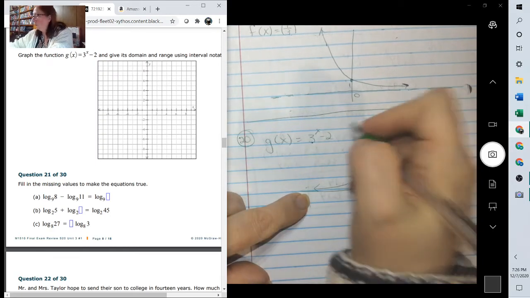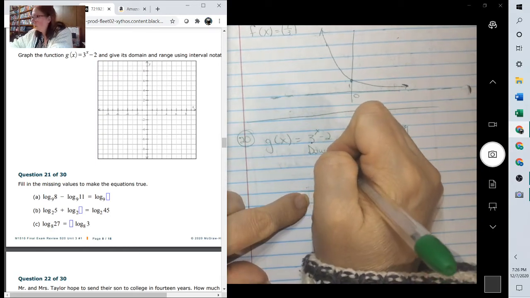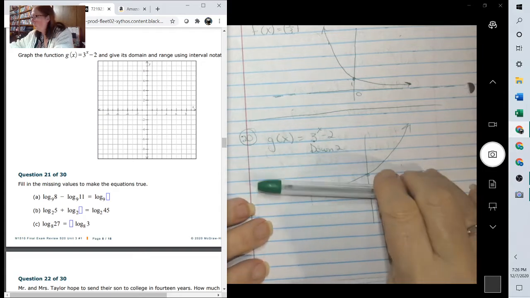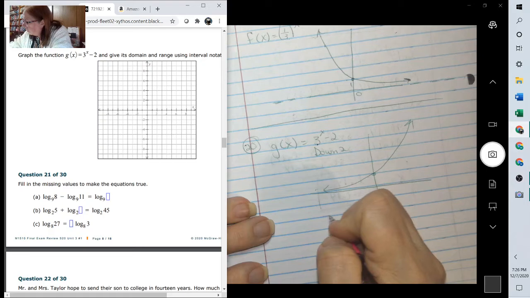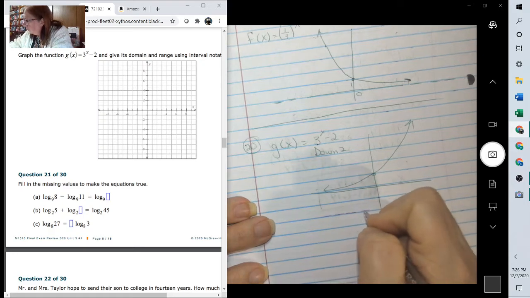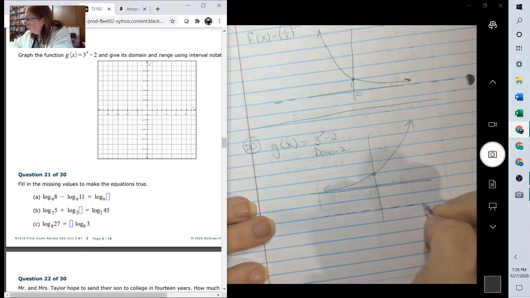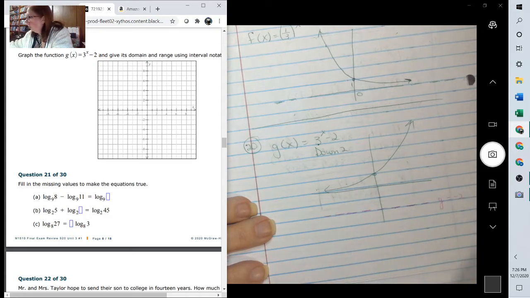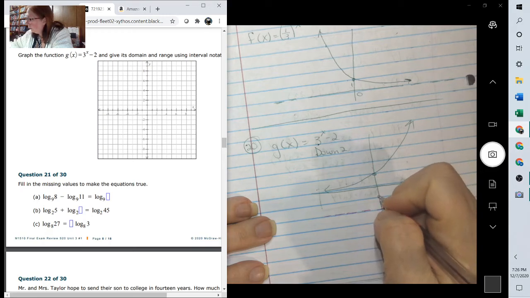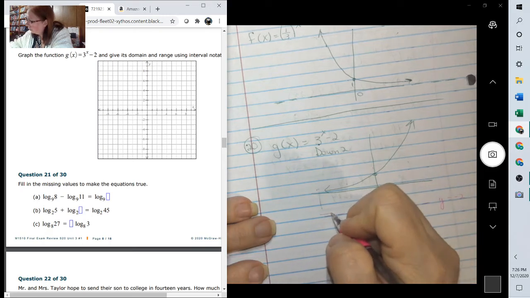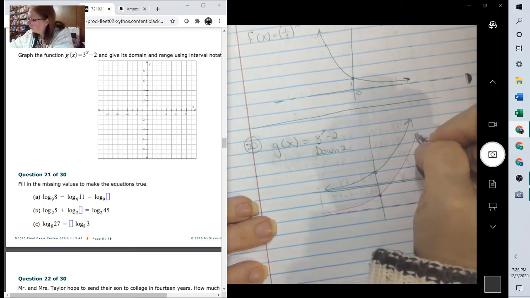The -2 moves it down 2. Because it's moving, the asymptote is also going to move down 2. So the asymptote will be here at y equals -2. And then we were at 1. We're moving down 2, so we're here. And there's your graph.